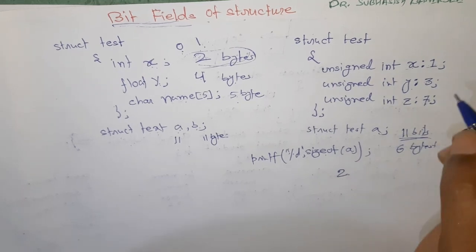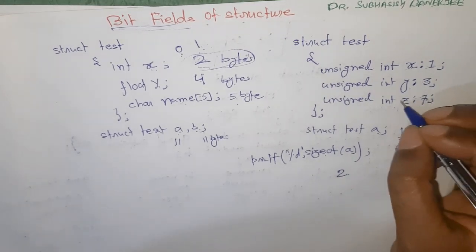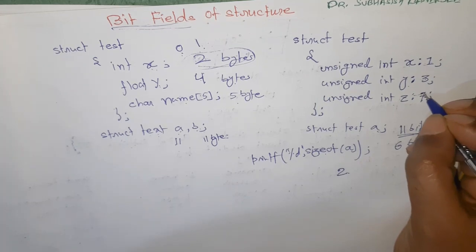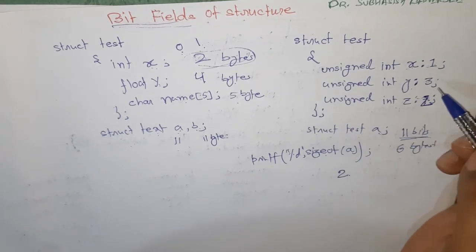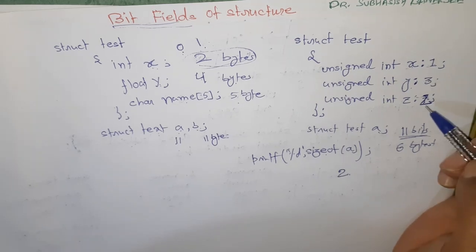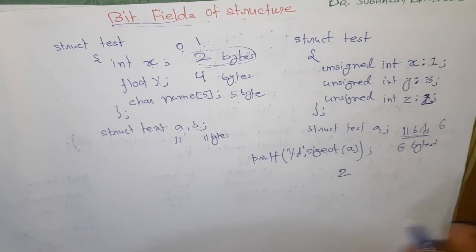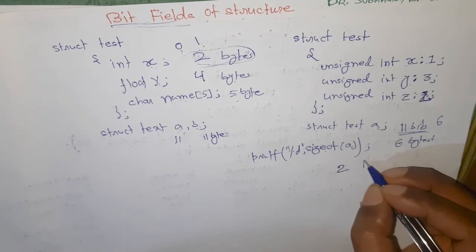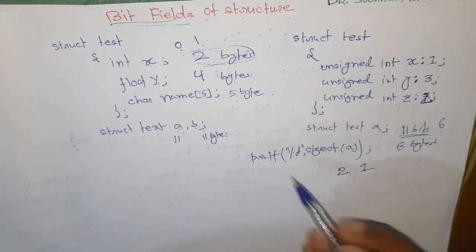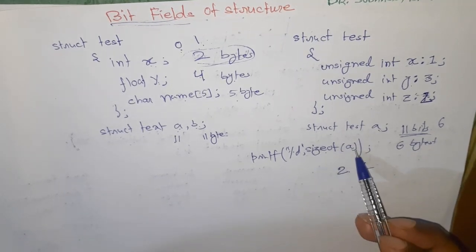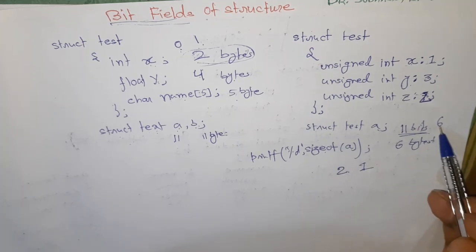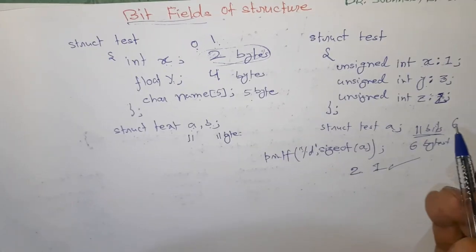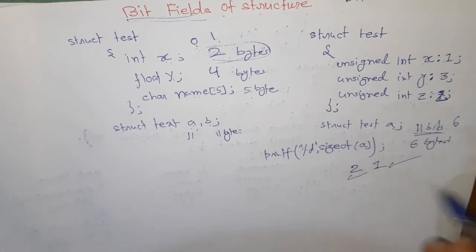And suppose you declare an integer j, suppose it is 2 bits only, so as a result the total number of bits will be 3, 2, 5 and 1, 6. So in that case the sizeof a will return 1. So sizeof is the operator which basically returns the value in terms of bytes. So here if we use only 6 bits, it is less than 1 byte, so it will return 1 byte, and if it is more than 8 bits it will return 2 bytes, like that.